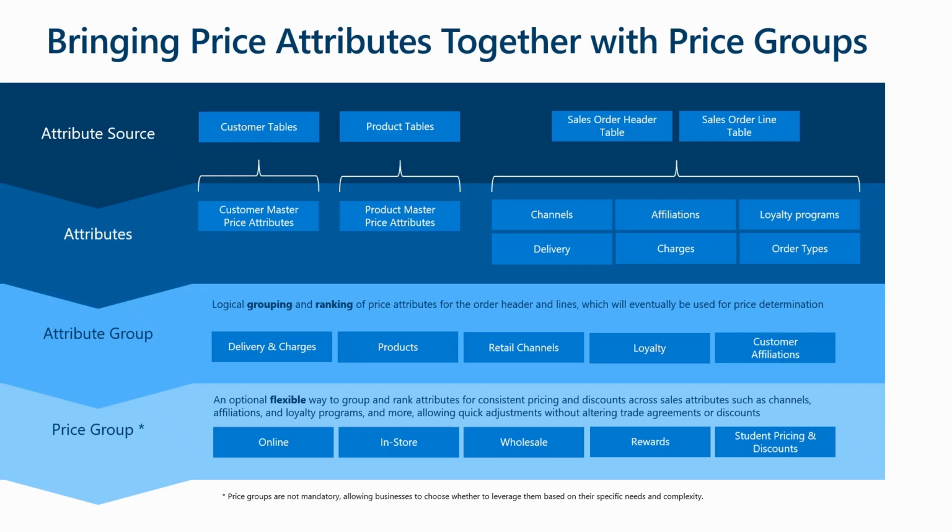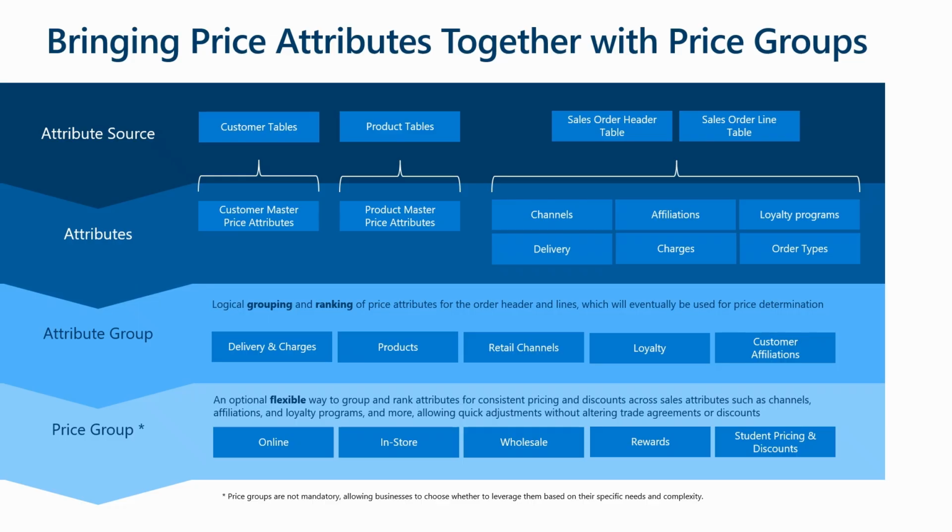Once you have your attributes defined, the next step is to group and rank them. This is where price attribute groups come into play. By grouping together active attributes like channels, affiliations, loyalty programs, or order types, you create a logical set of conditions that will be used to determine the final price in your trade agreements.